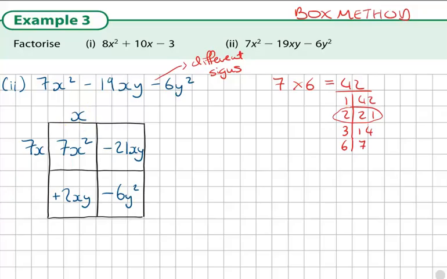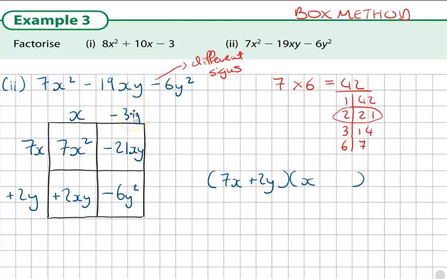So then what times what gives me 7x squared? 7x times x. So 7x and x is in the front of the two brackets. And then I'm going to have 2y here because 2xy divided by x is 2y. So I'm going to have 7x plus 2y is one of my factors. So 7x plus 2y.